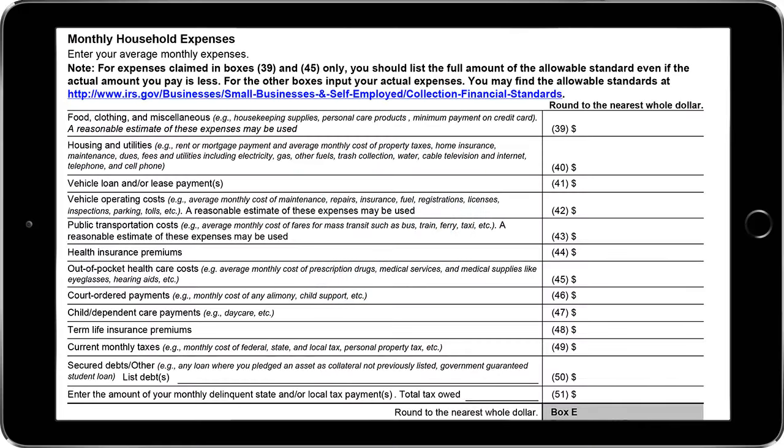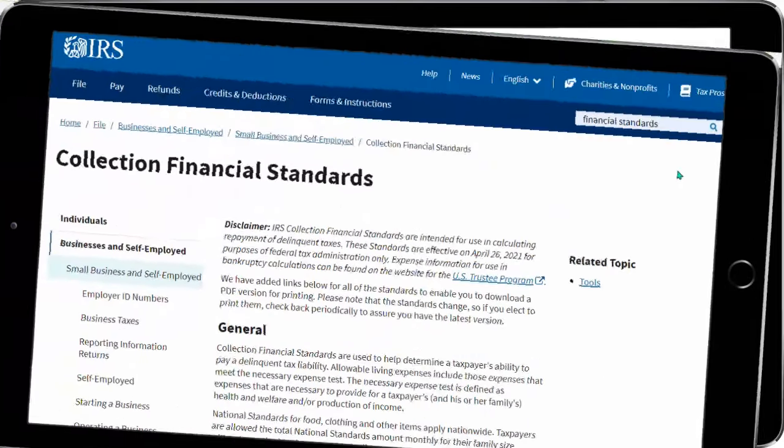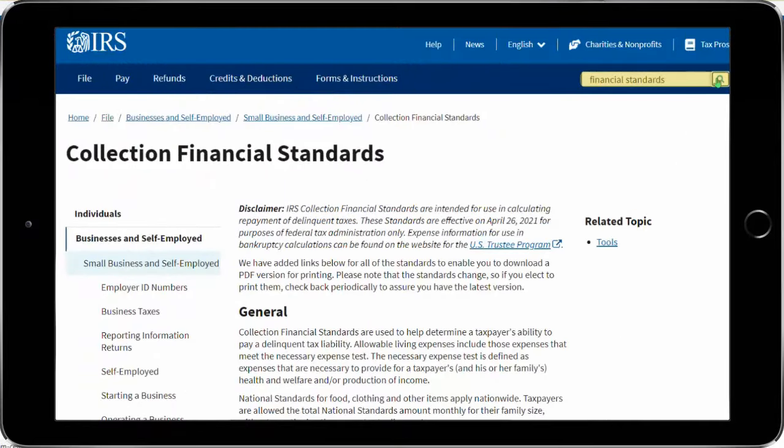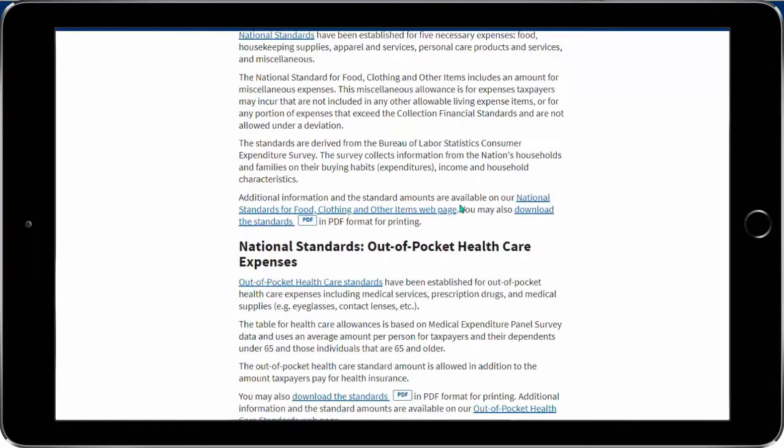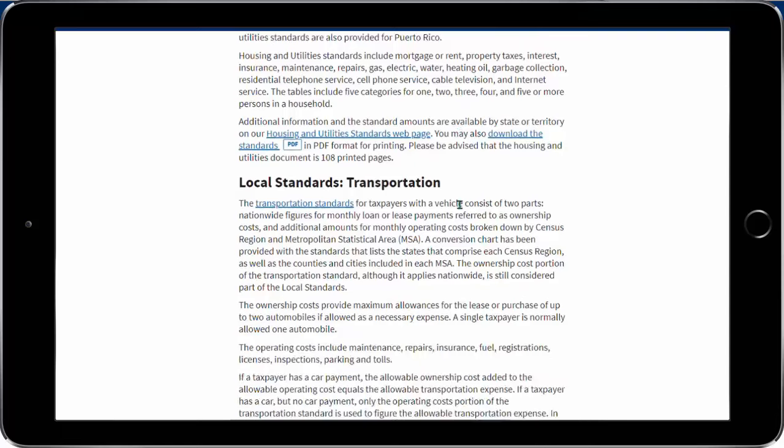That's going to move us down to our monthly household expenses category. You'll see this note here, where it says for expenses claimed in boxes 39 and 45 only, you should list the full amount of the allowable standard, even if the actual amount you pay is less. And then it tells you where you can find these allowable standards. Just search the term financial standards on www.irs.gov and it'll pull up the Collection Financial Standards page. So you'll want to make sure that you look at those numbers.